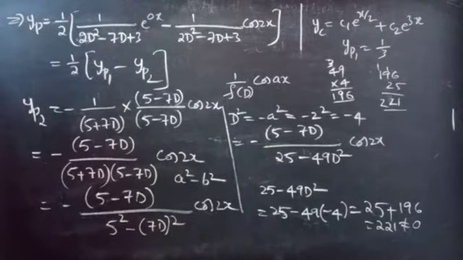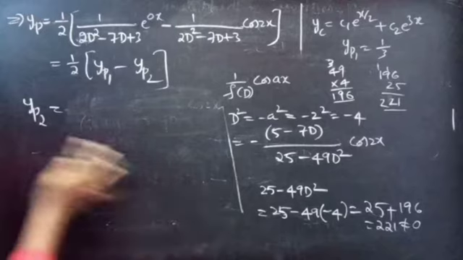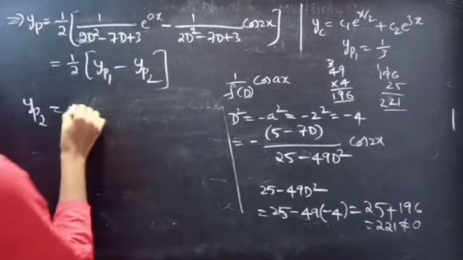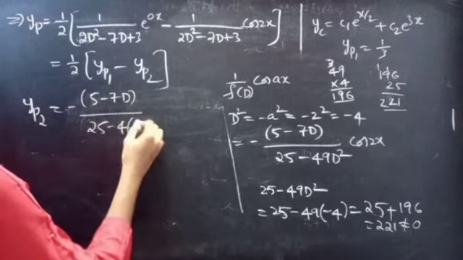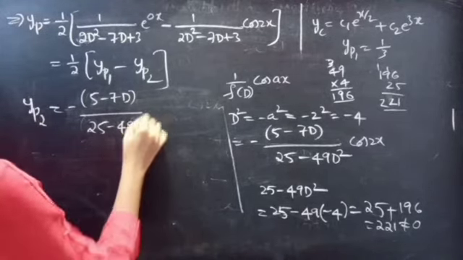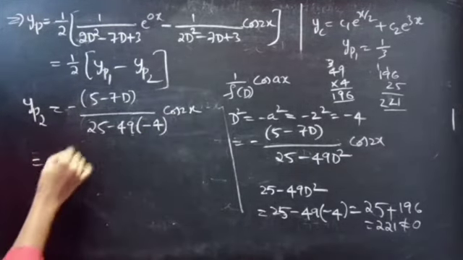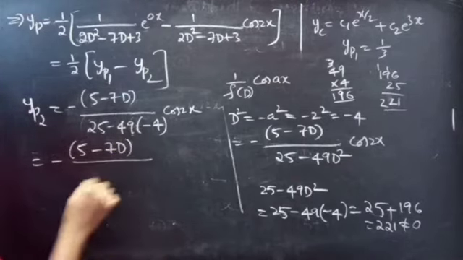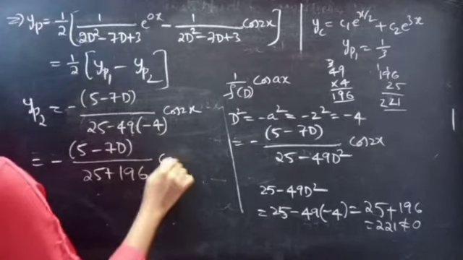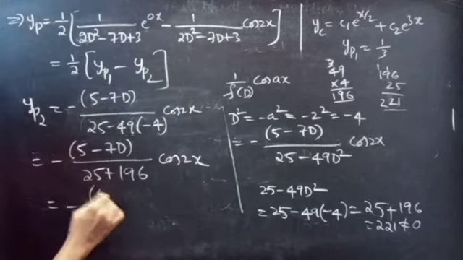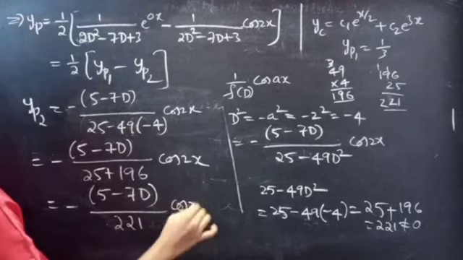So yp2 becomes minus of (5 - 7D) by (25 - 49 into -4) into cos 2x, which is equals to minus (5 - 7D) by (25 plus 49 fours, 196) into cos 2x, equals to minus of (5 - 7D) by (25 plus 196, which is 221) into cos 2x.